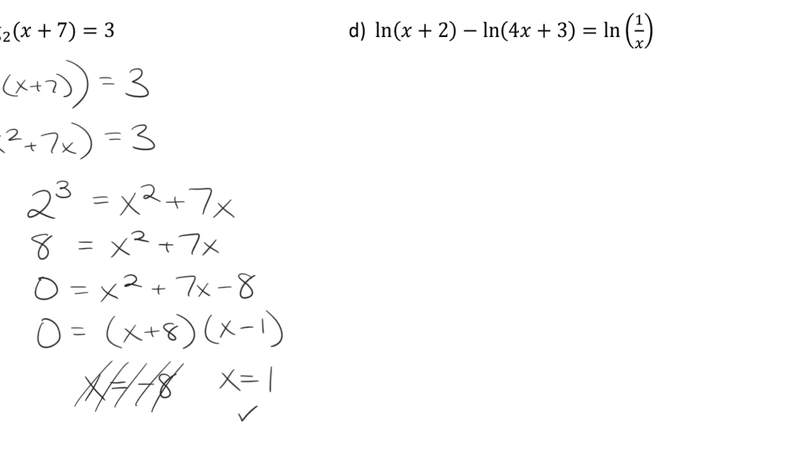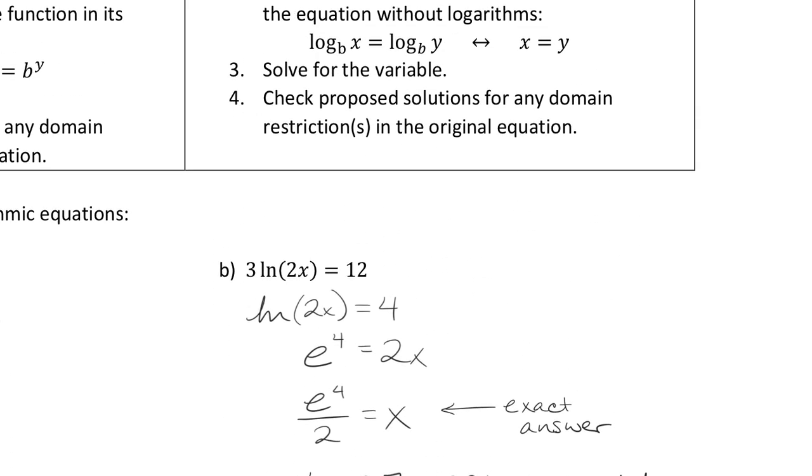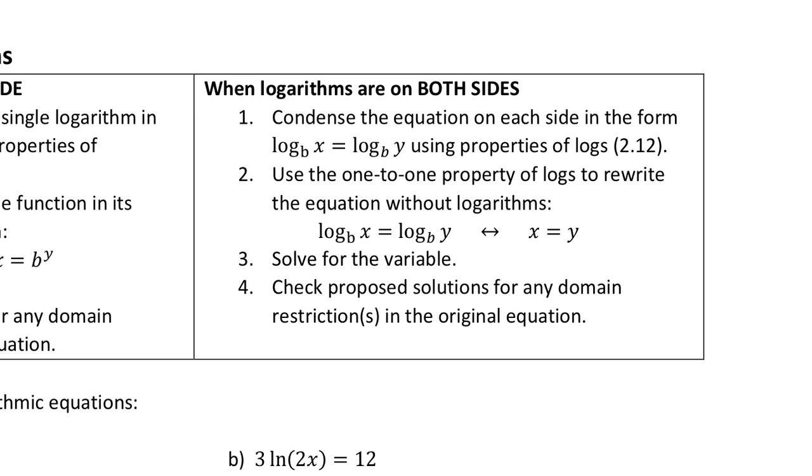Let's try one more. What do you notice about this one? It's natural log, and there's a fraction. Are there logs on both sides? Ooh, now we have a second set of rules. It's actually easier. It says condense the equation on each side into the form isolated logarithm, using properties of logs. Then you're going to use the one-to-one property of logs to basically get rid of the logs themselves and just set the insides equal to each other. Then you solve for the variable and you check your work.